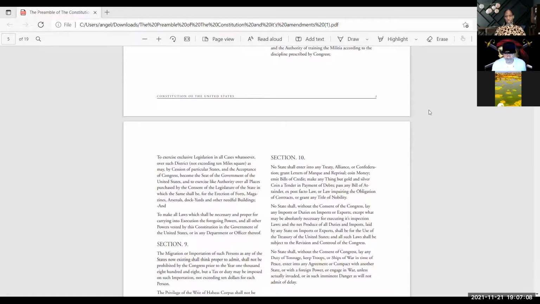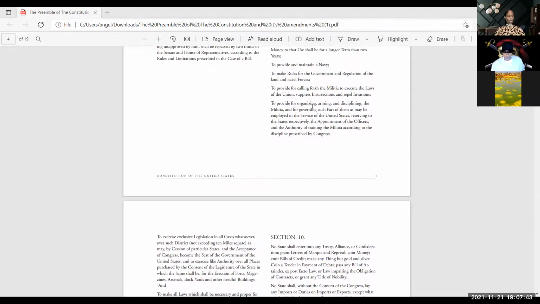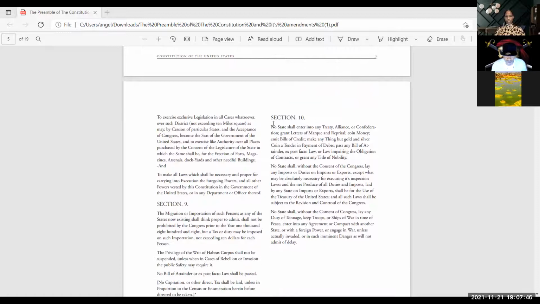Okay, so this is Article 1, Section 10. No state shall enter into any treaty, alliance, or confederacy, grant letters of marque or reprisal, coin money, emit bills of credit, make anything but gold and silver coin a tender in payment of debts, pass any bill of attainder, ex post facto law or law impairing the obligation of contracts, or grant any title of nobility. Okay. Now, if we can just highlight that first sentence in Section 10.